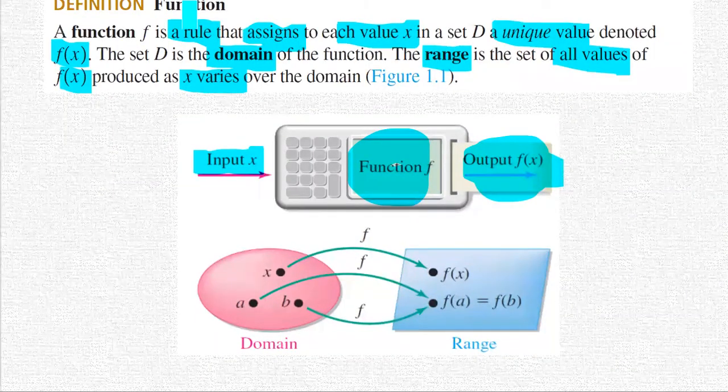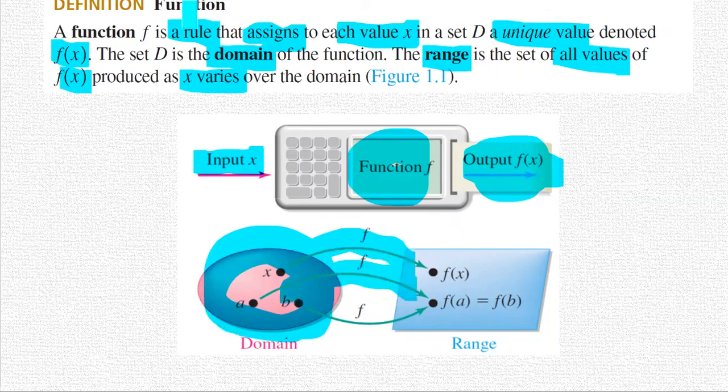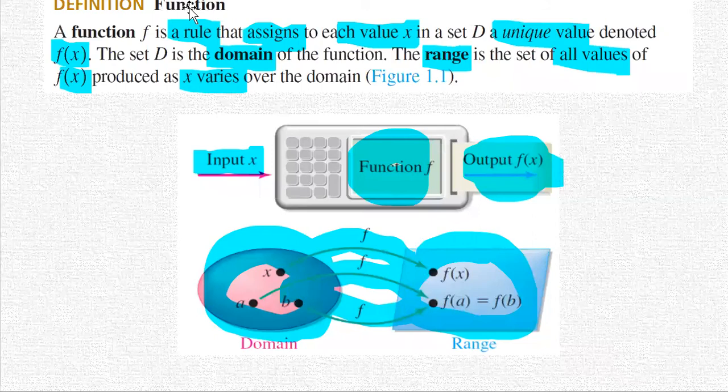The range is the set of all values of f of x produced as x varies over the domain. And you see the input group has the members x, a, and b. Feed them through the process of the function notation and get out the output f of x, or f of a when a is the input, and f of b when b is the input.